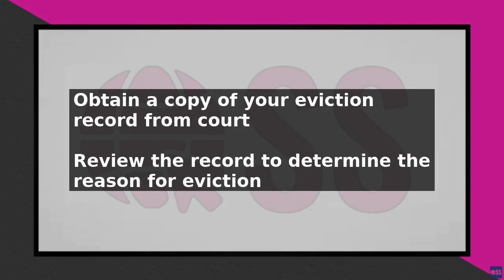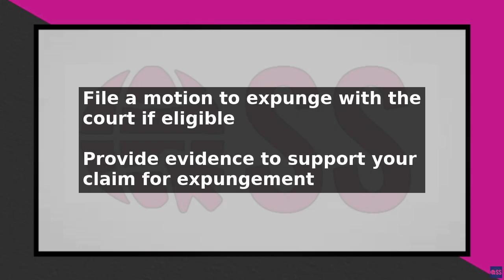Another option for removing an eviction from your record is to negotiate with your landlord. If you and your landlord can come to a mutual agreement, they may be willing to withdraw the eviction or provide a letter stating that the eviction was filed in error. This can be a more efficient and cost-effective way to resolve the issue.